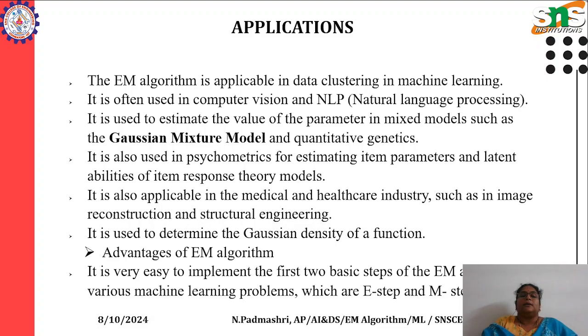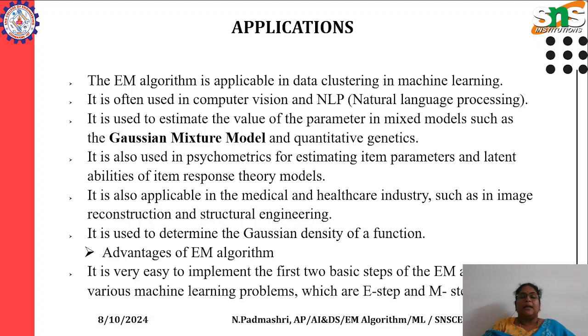This is a simple algorithm, but it is vital. It is used in many applications. It is applicable in data clustering in machine learning, and often used in NLP, natural language processing, and computer vision. It is used to estimate the value of parameters in mixture models, such as the Gaussian mixture model. It is also used in psychometrics for estimating item parameters, latent variable models, and so on. It is also used in the medical and healthcare industry, image reconstruction, and structural engineering.